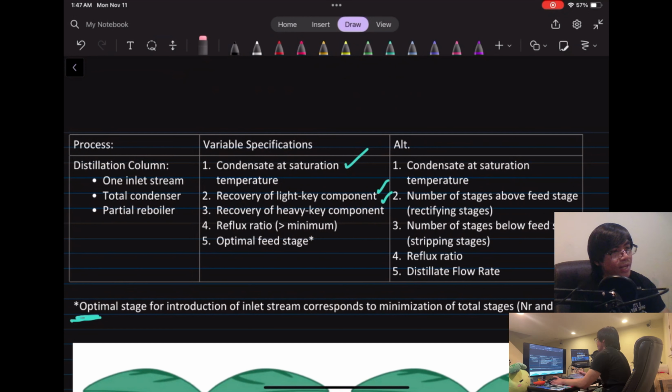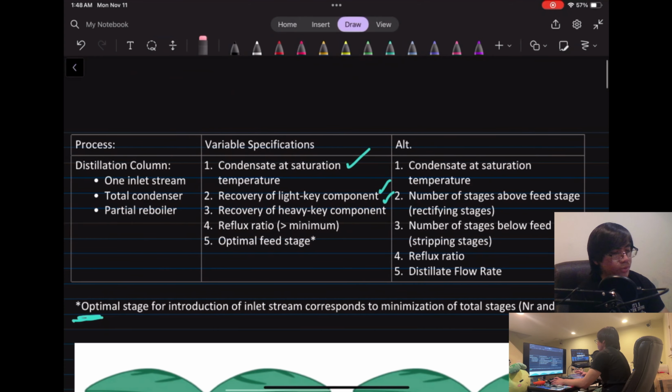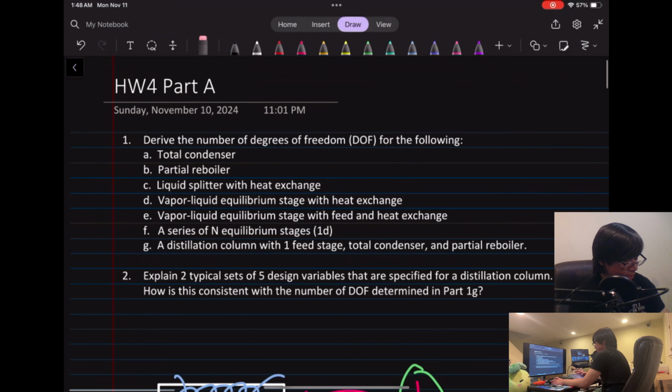So either saturation of the condensate, our distillate or reflux, looks like that's the common one. Reflux ratio is a common one. And then the other 3 are different between these two alternatives. One of them had the light key and heavy key recovery rate and the optimal feed stage, while the other one had the number of stages and a distillate flow rate. So I guess this is the end of this.